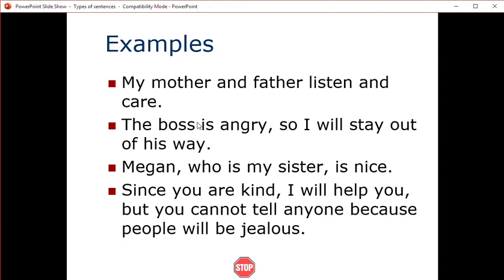This one is a compound sentence. Comma conjunction here, comma so. Subject verb, boss is. Over here, I will stay out of his way. So two complete sentences joined by a comma conjunction, that's compound.